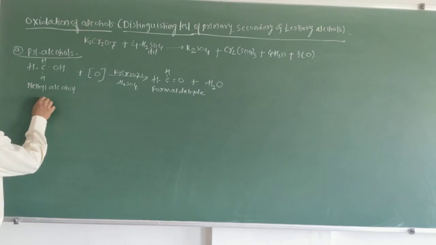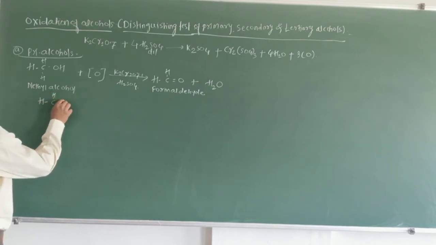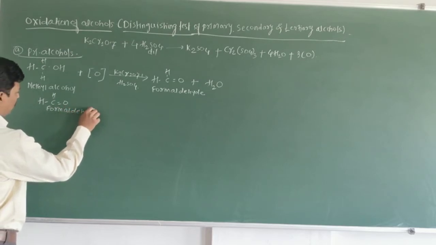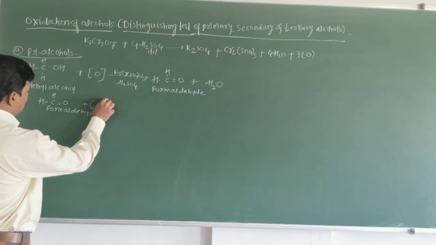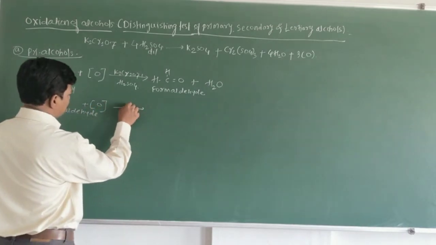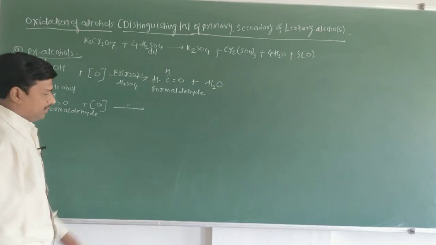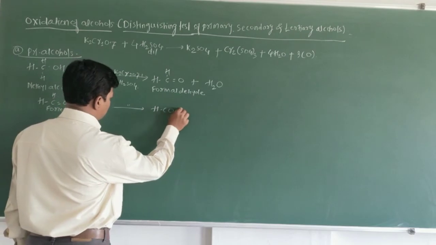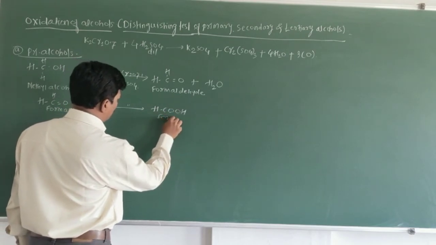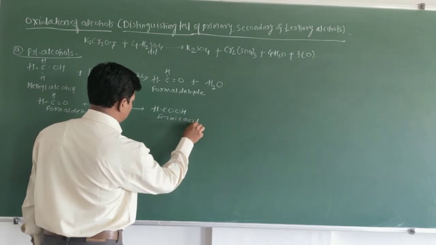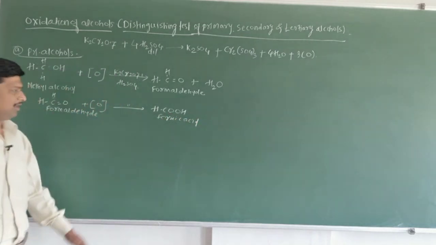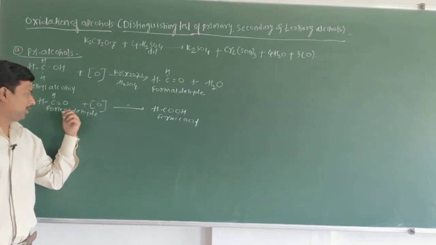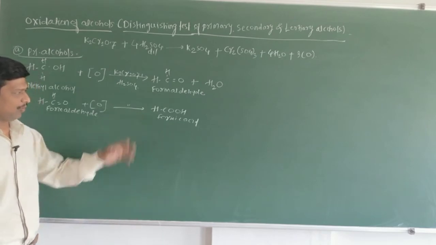Now in the second step I will take formaldehyde again, and this formaldehyde on further oxidation with the same potassium dichromate and H2SO4 forms HCOOH, and it is nothing but formic acid. It means in this reaction the addition of an oxygen atom takes place, that is, the oxidation of formaldehyde takes place to form formic acid.